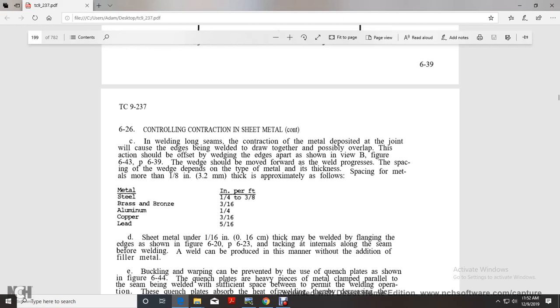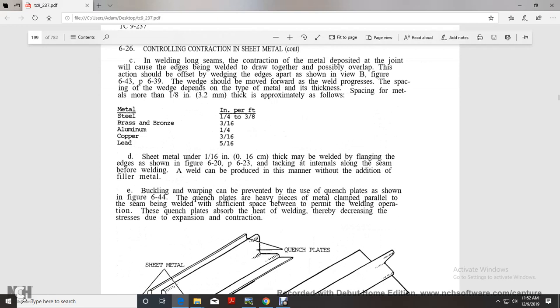Spacing for metal more than 1/8 of an inch thick is approximately as follows: steel 1/4 to 3/8 of an inch, brass and bronze 3/16, aluminum 1/4, copper 3/16 of an inch, and lead 5/16 of an inch. Sheet metal under 1/16 of an inch may be welded with the flanged edge shown in Figures 6-20 through 6-23, with tack welds along the seam before the welding. Welds can be made across the span without addition of filler metal.